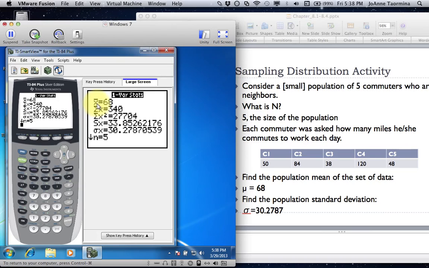For the standard deviation, we have Sx and we have sigma x. The one that we are going to use is the one that represents the population, because our values represent a population of 5 commuters. So the population standard deviation is sigma x, which makes our population standard deviation 30.2787, and we're going to round to 4 places. 30.2787 is denoted by sigma for the population standard deviation.